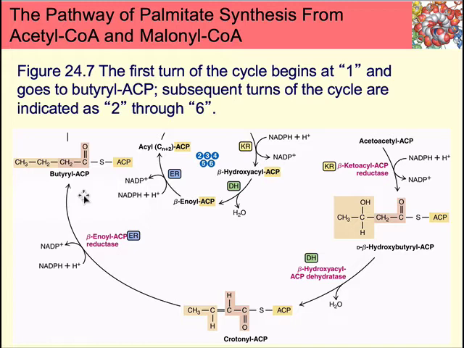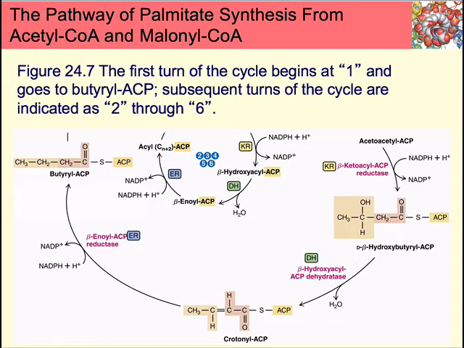In this case, it's going in the direction opposite to the TCA cycle. If we ran it backwards, we'd be taking a single bond to a double bond, hydrating across, and then oxidizing. In this case, it goes the other way, from a carbonyl to a hydroxyl to a double bond and to a single bond. And this is the key to understanding the similarity of fatty acid synthesis, fatty acid degradation, and the TCA cycle.